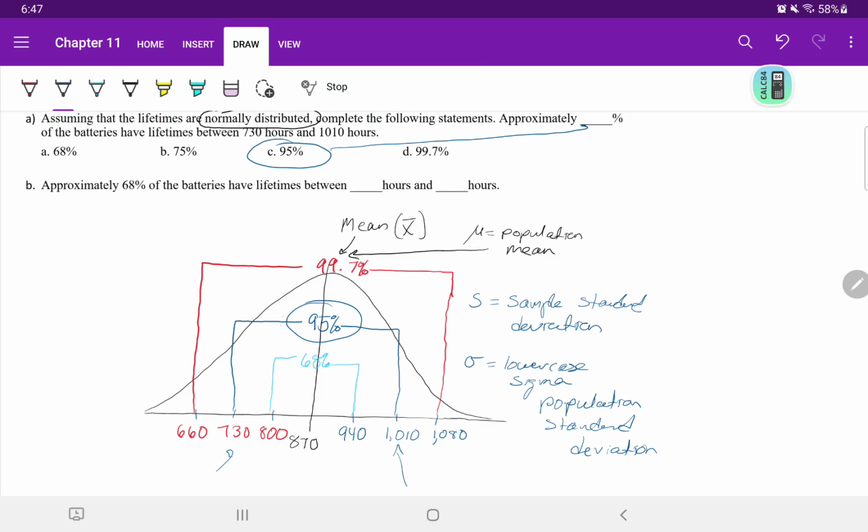And B says, approximately 68% of battery lives have a lifetime between what 2 hours? 68% is 1 standard deviation from the mean. So that is going to be 800 hours and 940 hours. And that is the answer to the question.